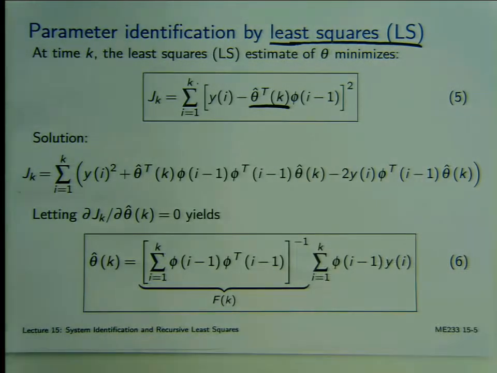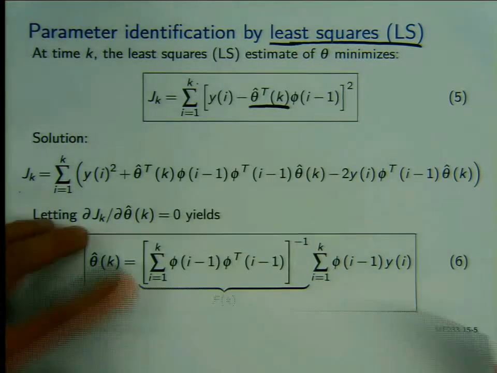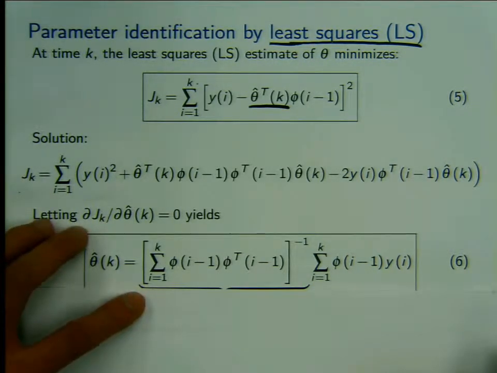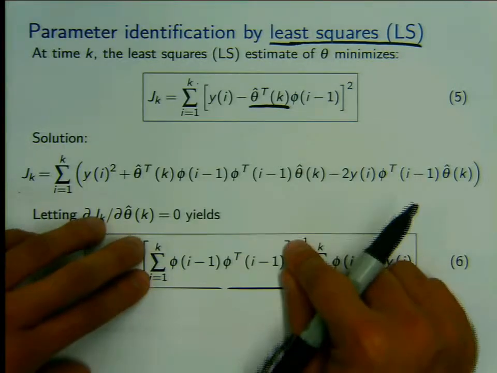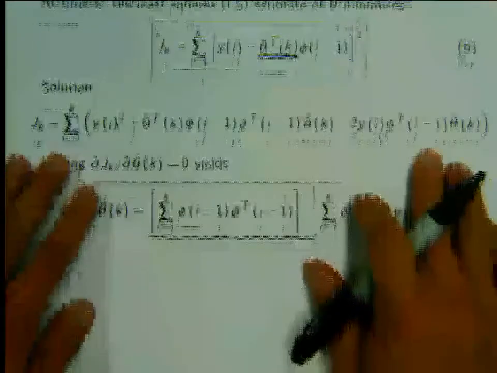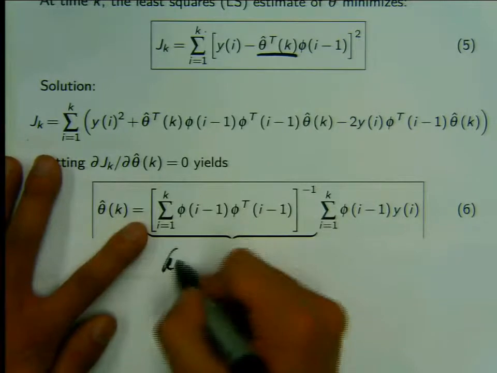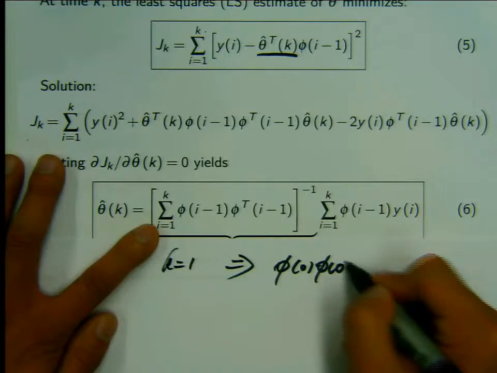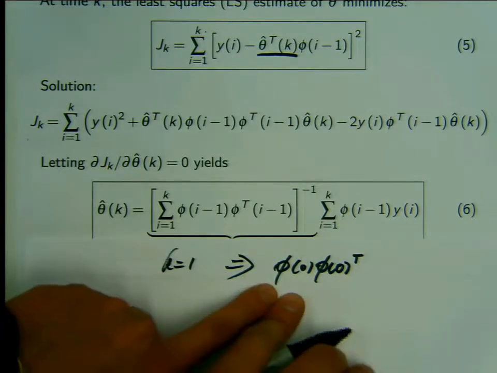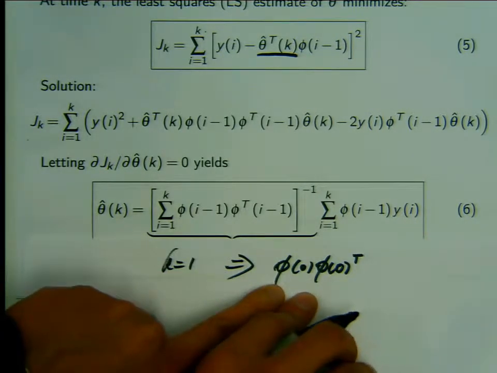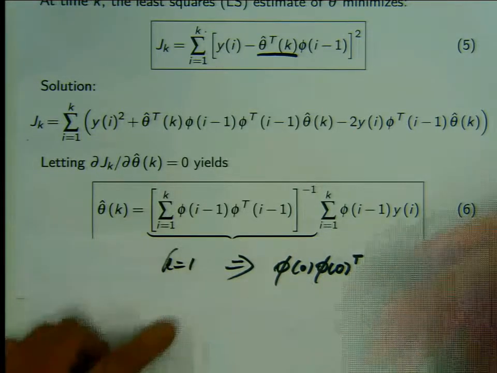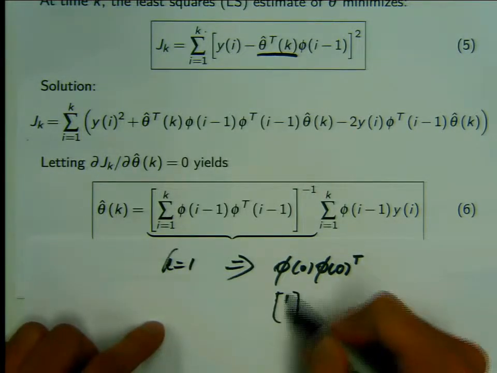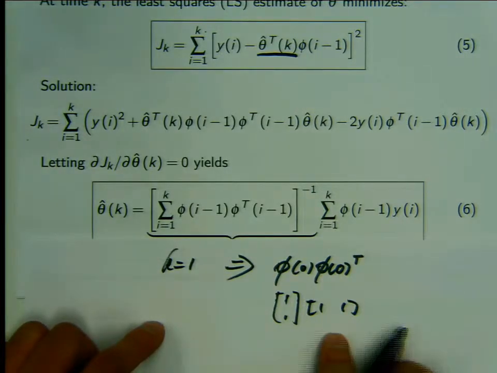Maybe it's best, when you write this solution, you have to be careful. Look at this. If I set k equal to 1, then the summation inside is going to be phi_0 phi_0 transpose. Is this matrix positive definite or not? It's not positive definite, actually. You can try many examples. Even if it's 1, 1 or 1, 1, 1, 1, 1 like this, it's not positive definite.